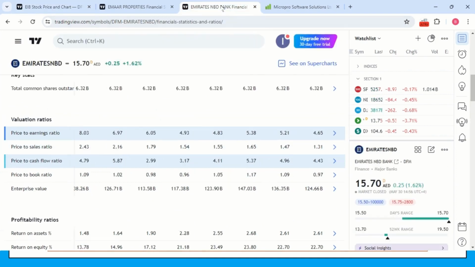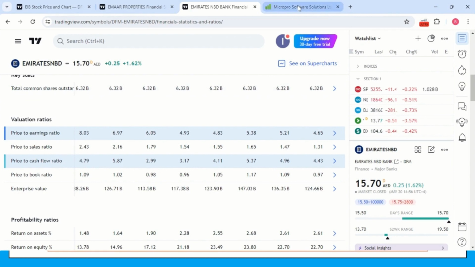If you go for Emirates NBD Bank, you can see the price to sales ratio is 1 to 3. So as we already said, 1 to 3 is good, they are running well. The sales will be correct, they are providing loans, and in the same way they are getting them back, the customers repay in a proper way. So they are running their business well. That is what the price to sales ratio represents.